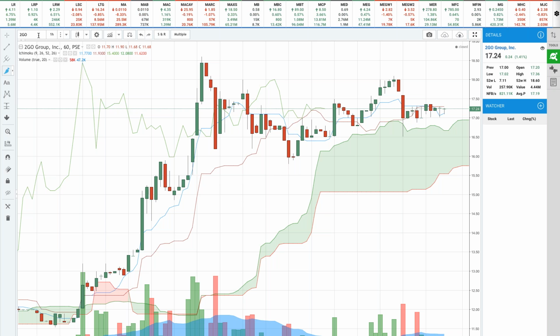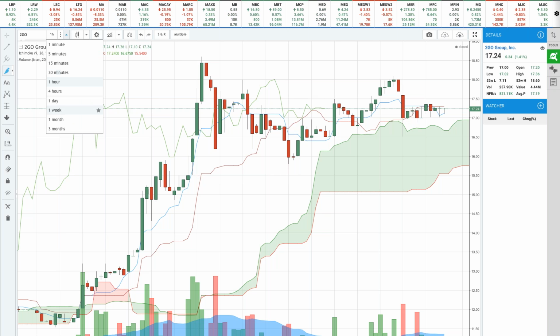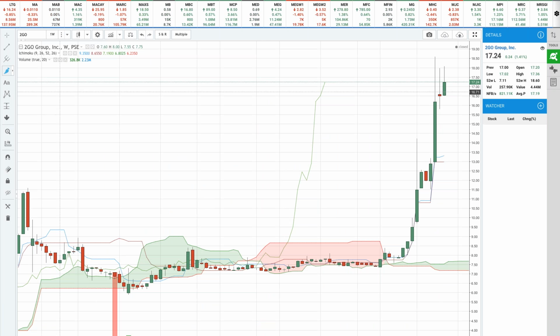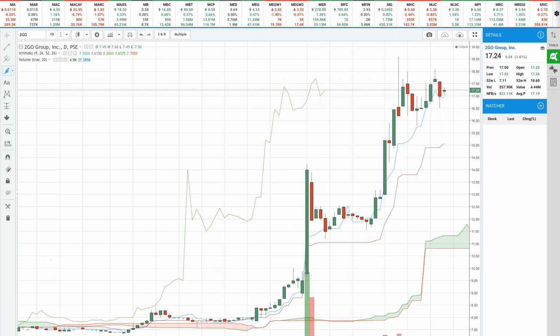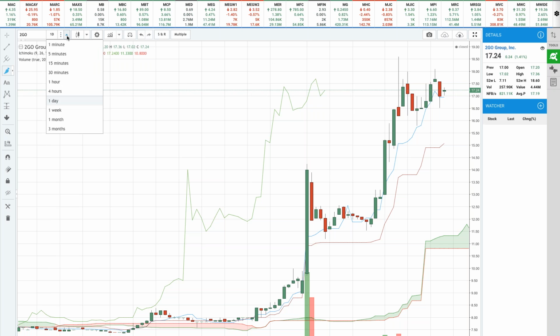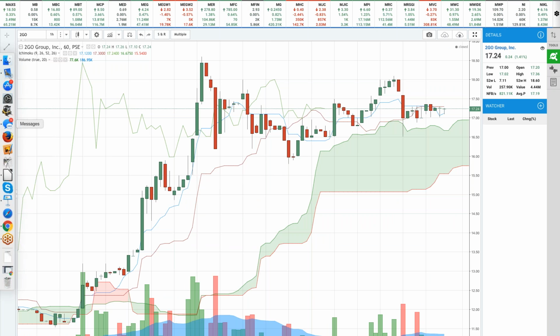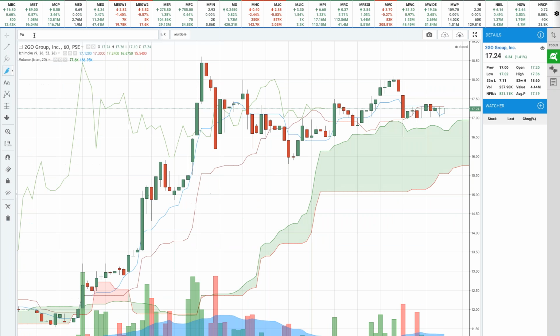Is this a bullish chart? Let's go to the monthly chart. Monthly is bullish. Weekly chart, bullish. Daily chart, bullish, still bullish because it's still above the Tenkan-sen. Hourly chart, still bullish. This has multiple time frame confluences. Pacifica.